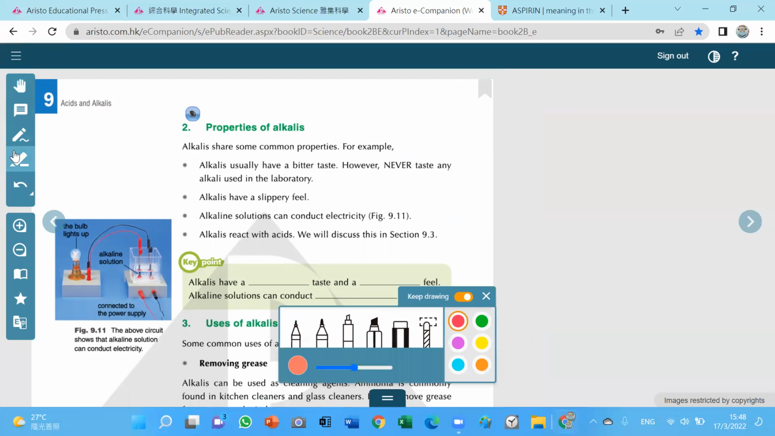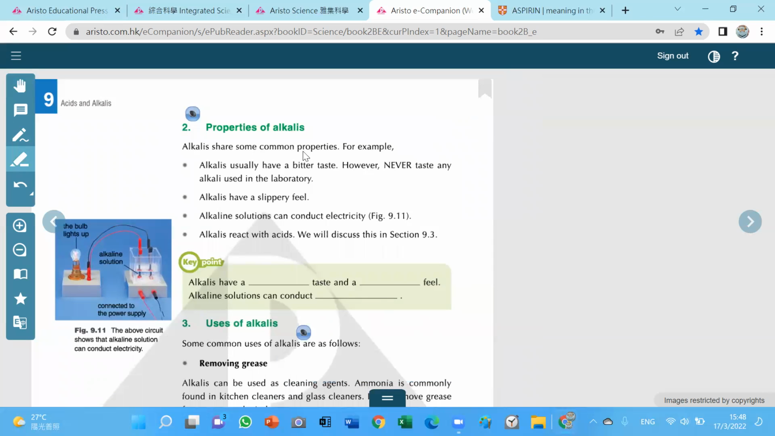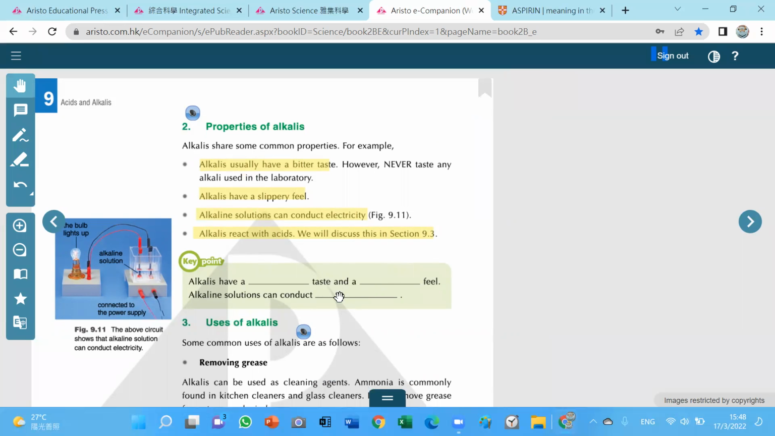So alkalis share some common properties. For example, alkalis have a bitter taste. However, never taste an alkali in the school laboratories. Alkalis have a slippery feel. Alkaline solutions can conduct electricity, like acids. Alkalis react with acids, producing water, section 9.3. So alkalis have a bitter taste and a slippery feel, and alkaline solutions can conduct electricity.